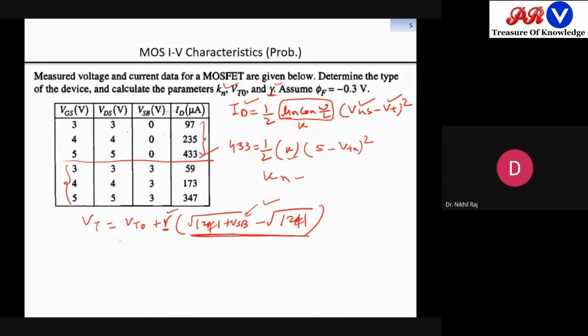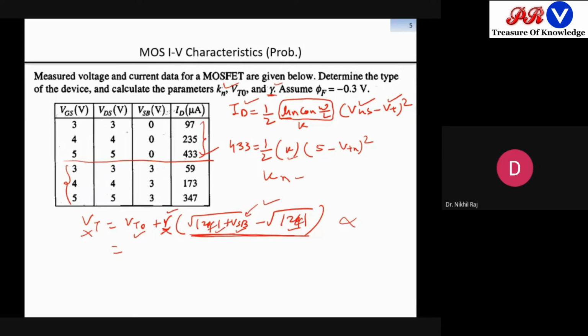So when we calculate Vt0, we have calculated it. This is known. Gamma we don't know. 2 phi f is known. VSB is known. This is known. Okay. And what about Vt? Vt is also unknown. So we have one equation and two unknowns. So we cannot solve.